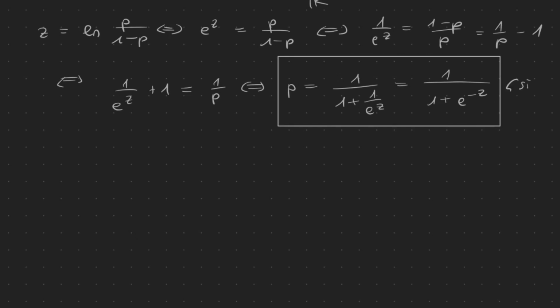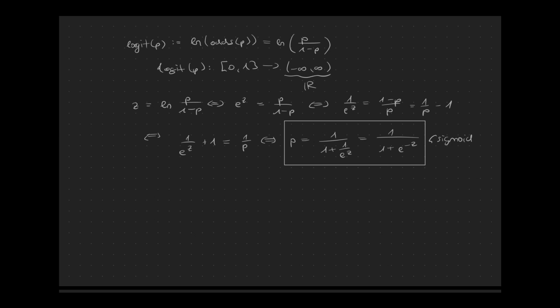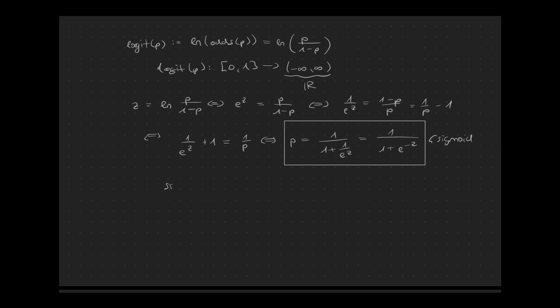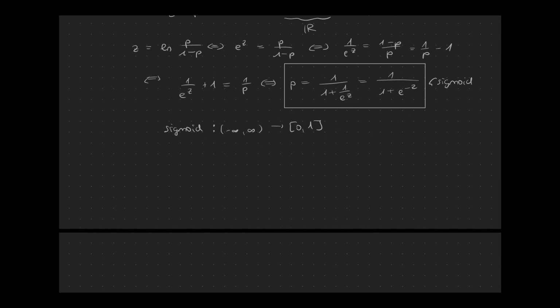And this is the sigmoid function, right? And the sigmoid function is a mapping from minus infinity to infinity onto the interval 0 to 1. And this is exactly what we want for binary classification, right? We want to give an input z, and we want to obtain a value between 0 and 1. Perfect. And so this is again the real numbers. This is exactly what we wanted.